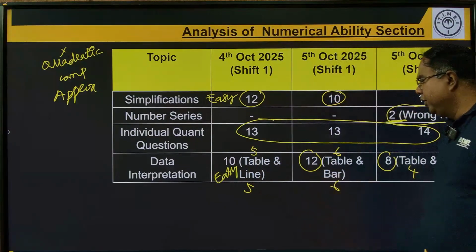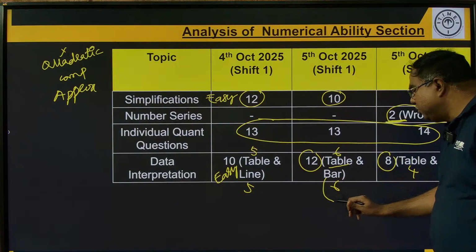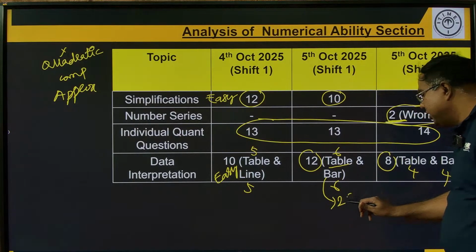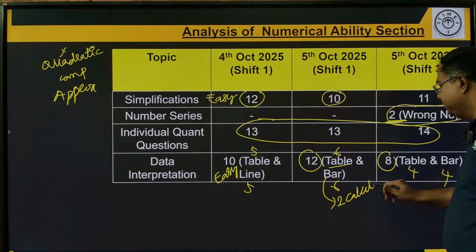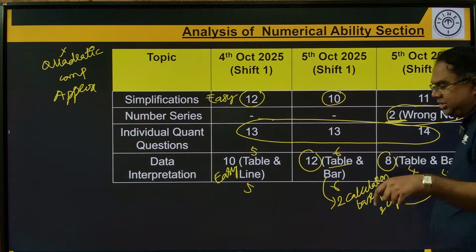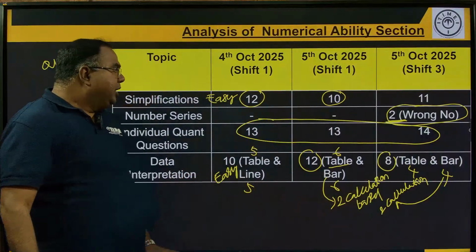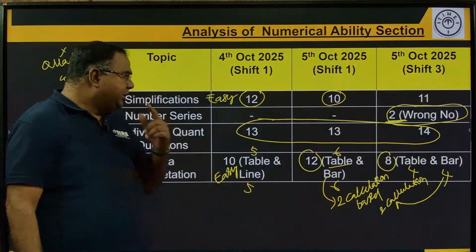Now, if you look at this table, you have 6 questions. Bar graph, you have 6 questions. Out of these, 2 questions were calculation based. Here, out of 4 questions, there were 2 questions again which were calculation based in the bar graph. Table was straightforward questions, but in the bar graph, in both the slots, there were 2 questions which demand a little more time to solve, right? Now, this is about your individual questions and your data interpretation.